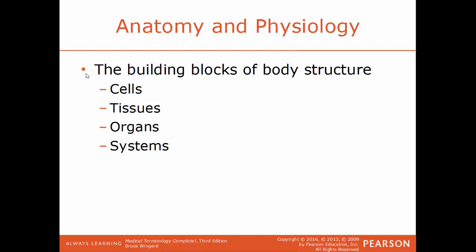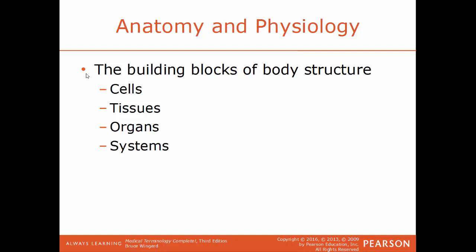The most simple form, the basic building block of the human body, is the cell. Cells can vary in shape and size and structure and function. You get several cells working together with a common function, they will form tissues. You have several tissues working together with a common function, then you form an organ, like the brain, like the heart, like the liver.